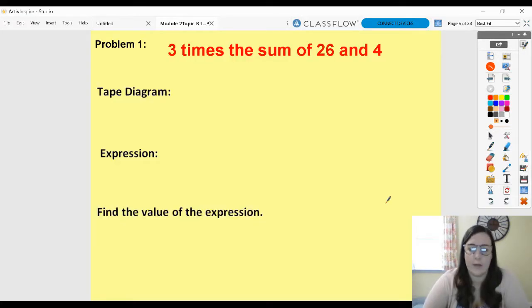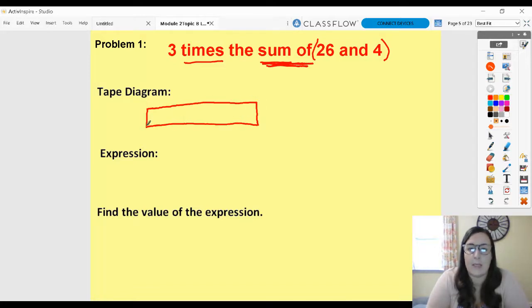So let's get started with our first practice problem. They've given the problem to us, the expression in word form. So we have to identify those keywords like times and sum, but remember it's sum of. So that means that these two numbers are going to belong together. So we want the sum of 26 and 4 repeated 3 times. So first it's asking for a tape diagram. And we're going to repeat something 3 times in our tape diagram, and that something is the sum of 26 and 4.